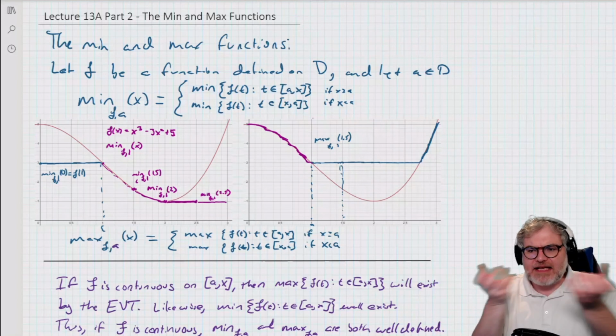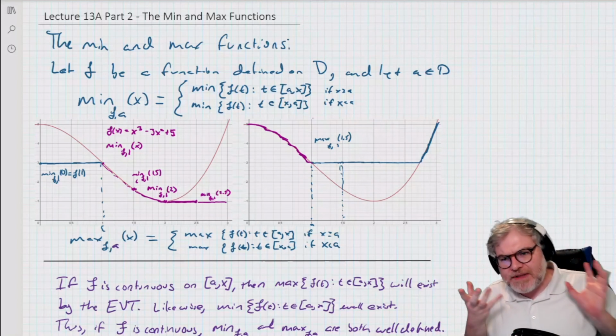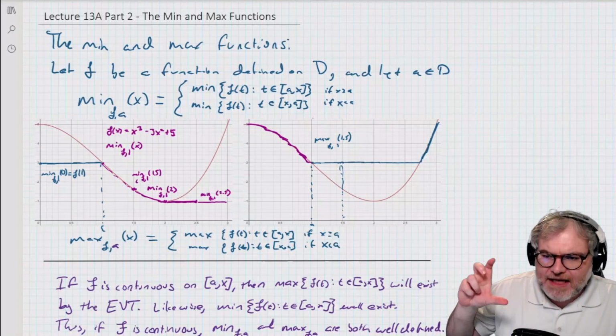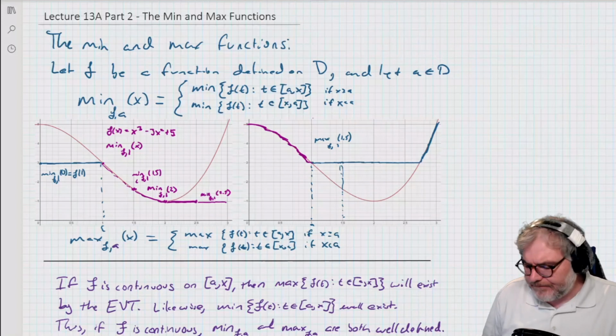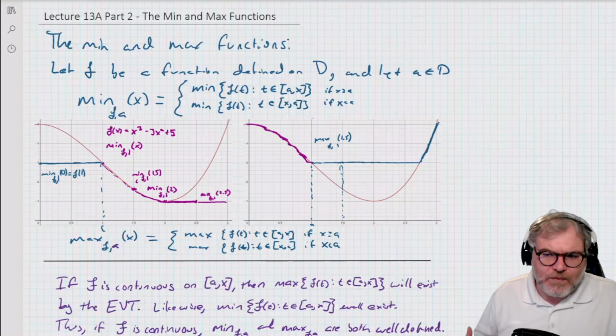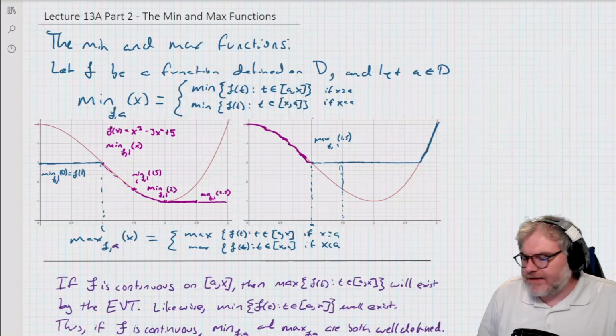I'm defining it the same way on either side, but I have to have this piecewise definition just because of the way that functions have to be defined.